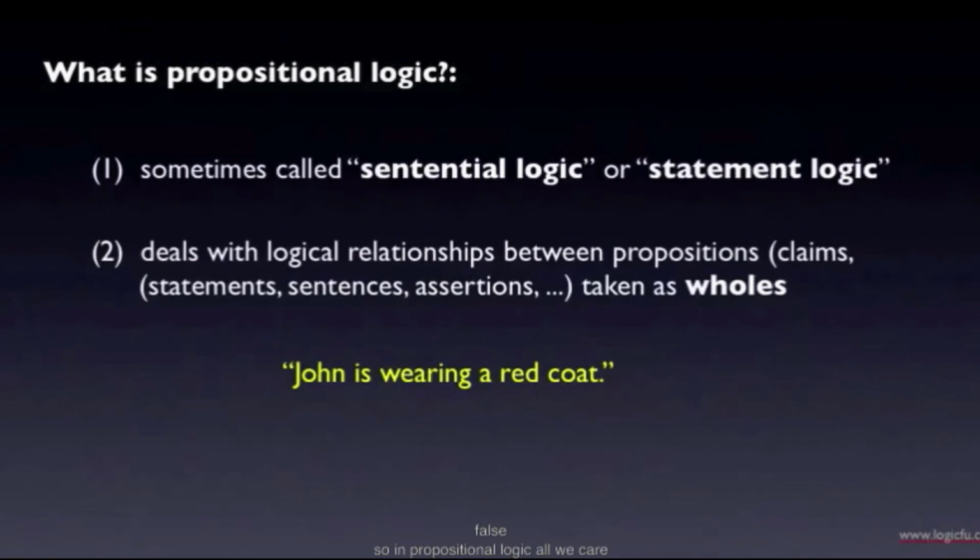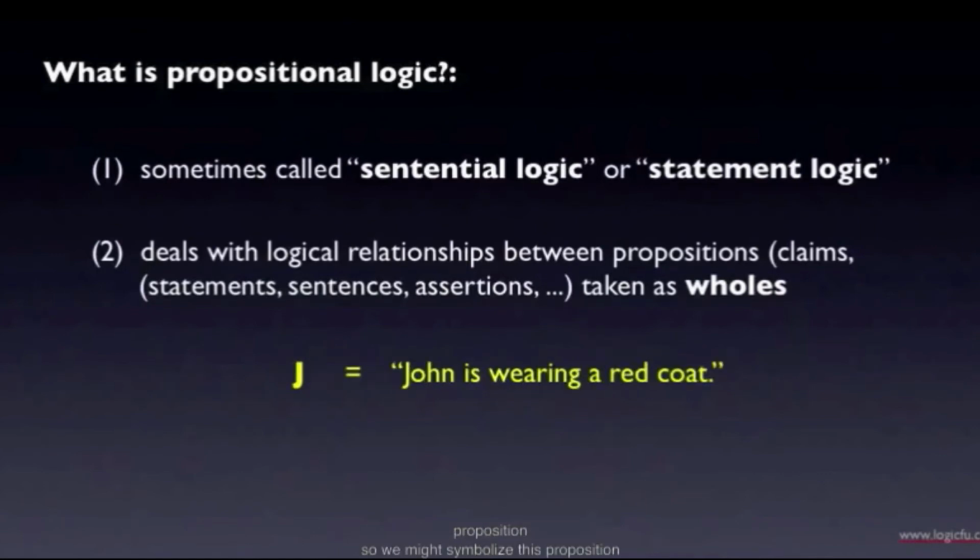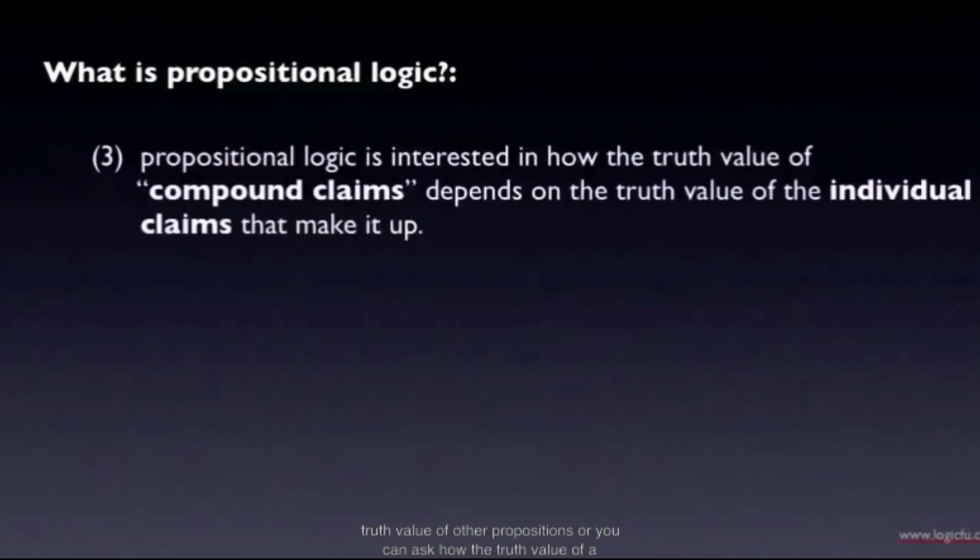So in propositional logic, all we care about is the truth value of a given proposition, whether it's true or false. This is why in propositional logic we use single letters to symbolize a proposition. So we might symbolize this proposition with the single letter J, which will stand for the whole proposition. John is wearing a red coat. Once you've done this, then you can ask how the truth value of this proposition relates to the truth value of other propositions. Or you can ask how the truth value of a compound claim relates to the truth value of the individual component claims that make it up.